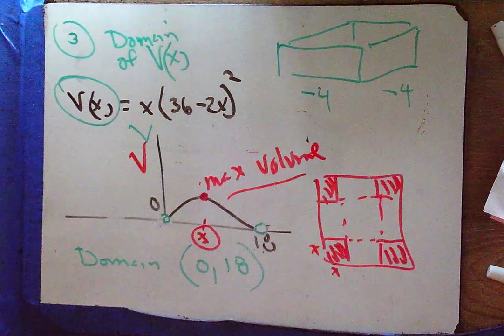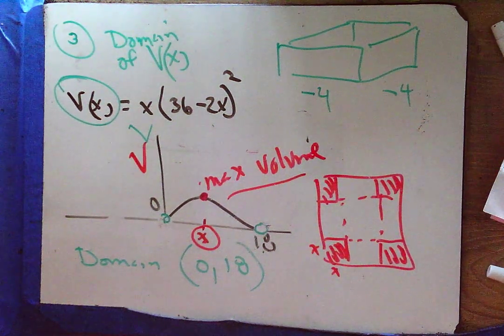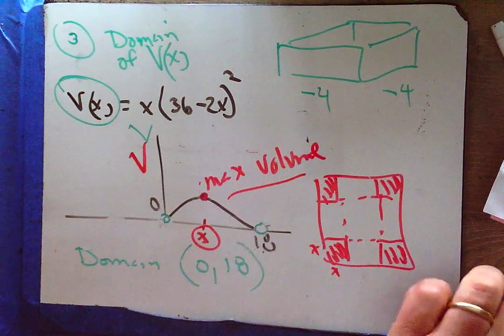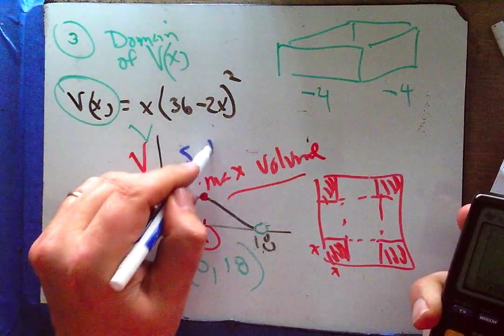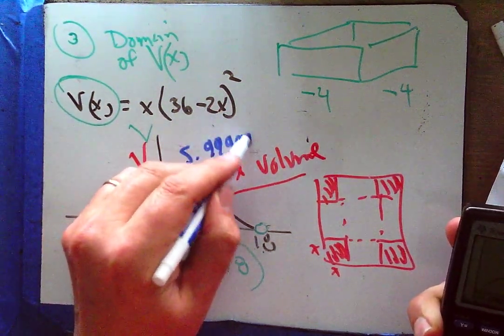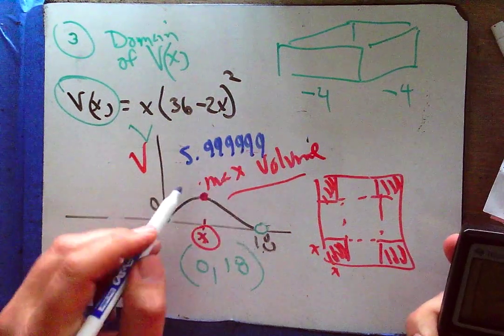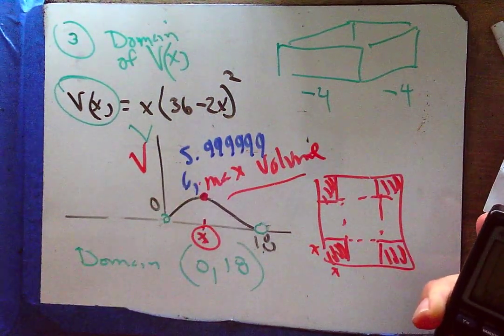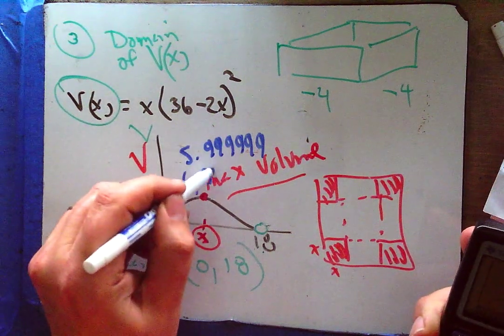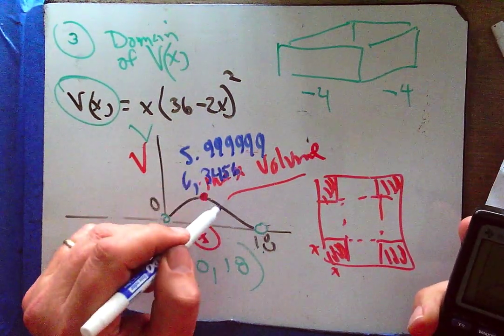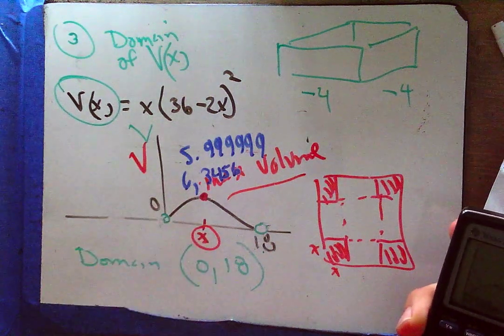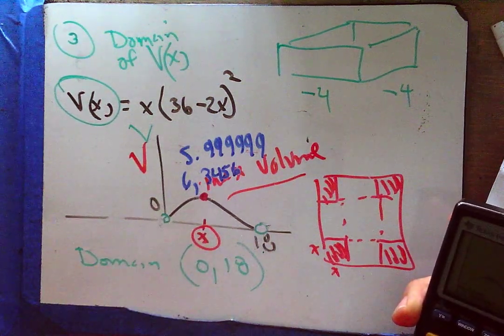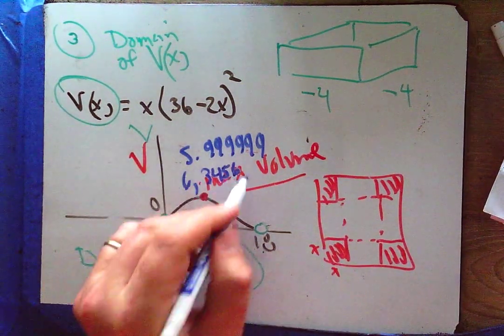Where is that? That's located at 5.99999. Hey, guess what? That's 6. And the maximum volume I'm given is 3,456. That's kind of a freaky volume. It really is that. That's cool.